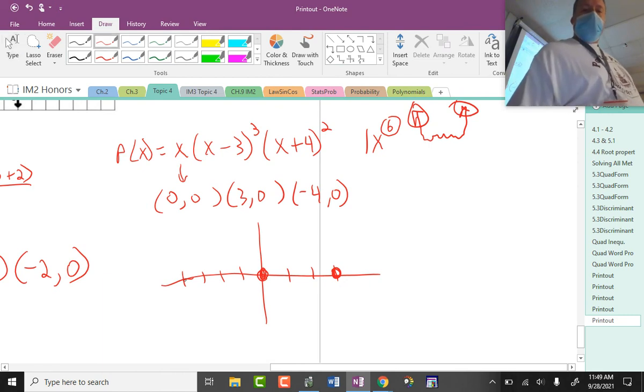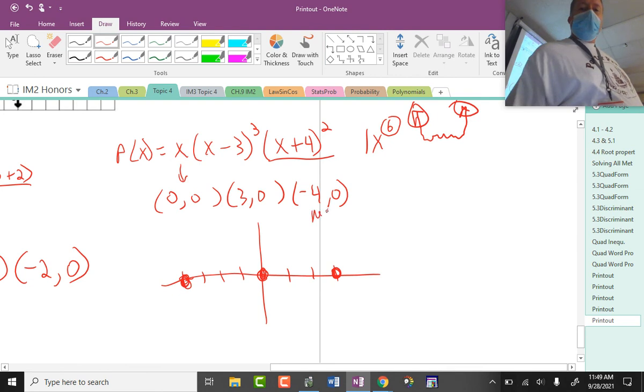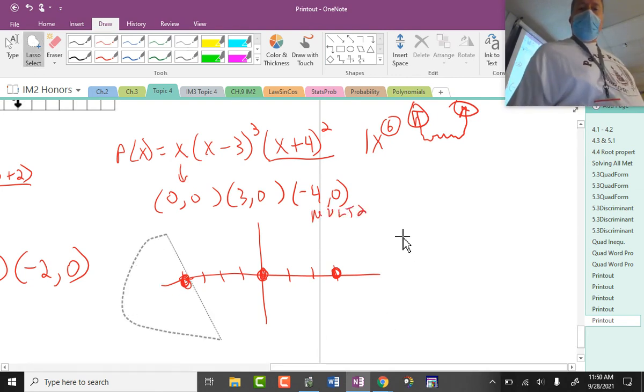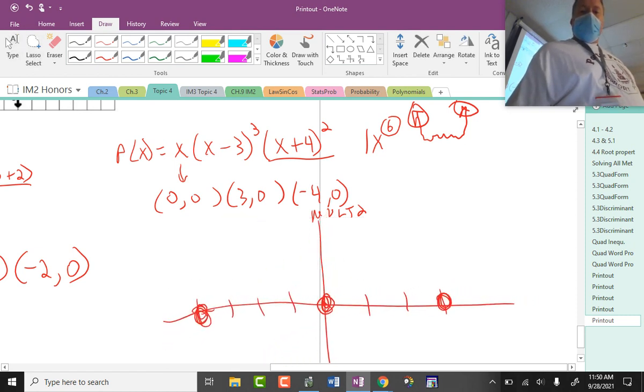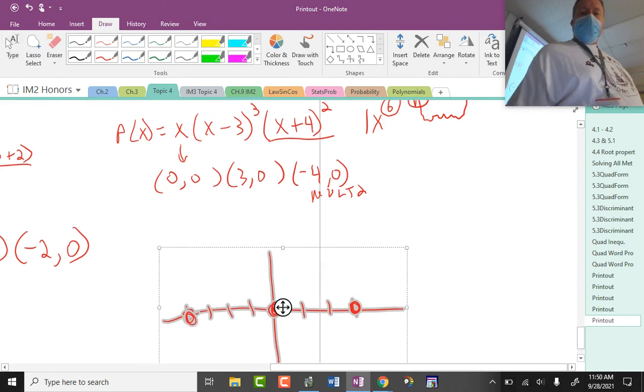Sorry, I didn't graph that. First of all, negative 4, 0 is a mult 2. My graph is going to run through this. Maybe I'll be a cowboy. Yeehaw. Okay. Ooh, that was weird. I didn't expect that to happen.